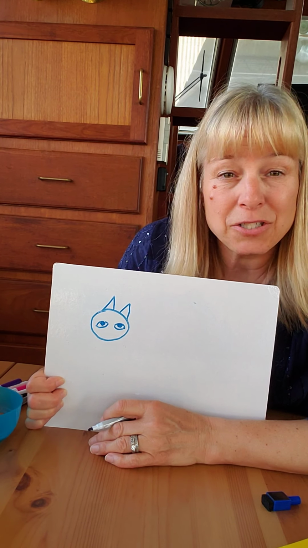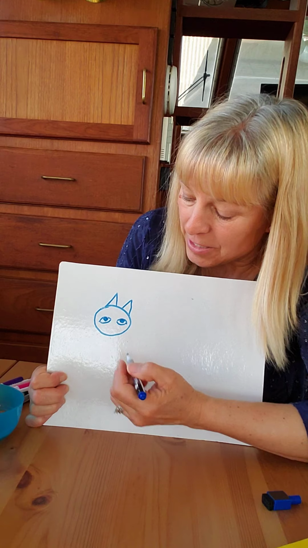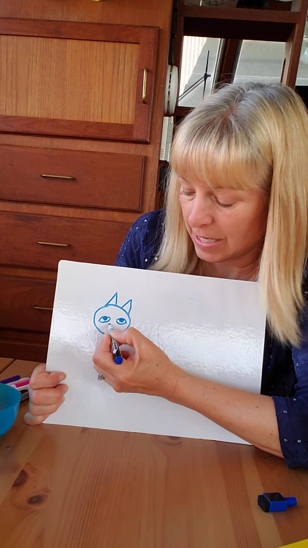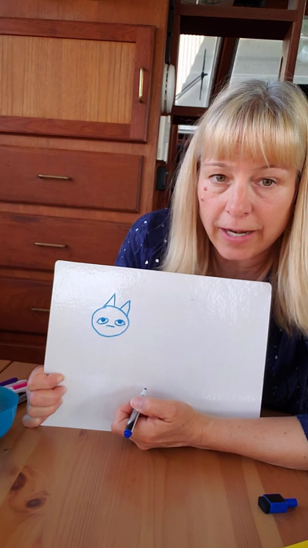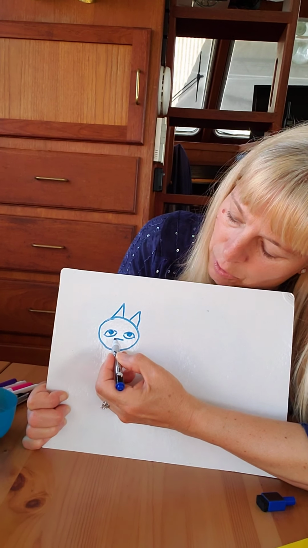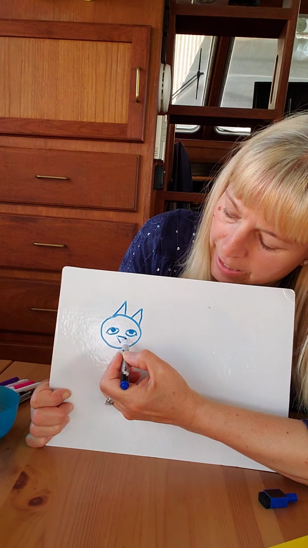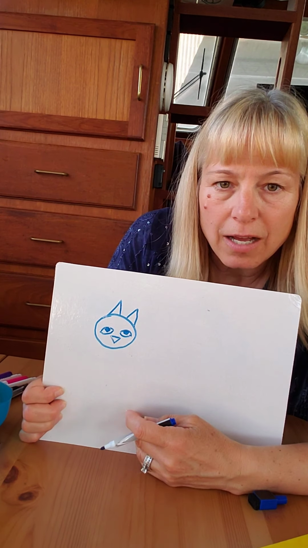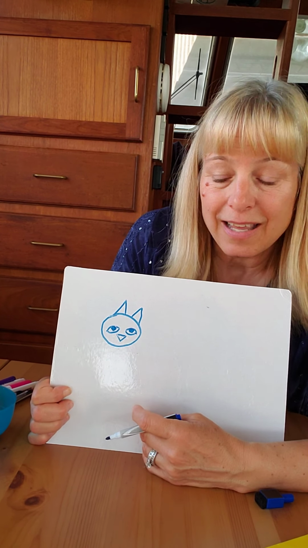Next, cats' noses are shaped like triangles. So I'm going to give Pete a nose right here between his eyes, and a little bit under. So look, I drew a straight line. And now I'm going to slide down and come over to the other side and slide down to that point. Ta-da! Pete now has a nose.